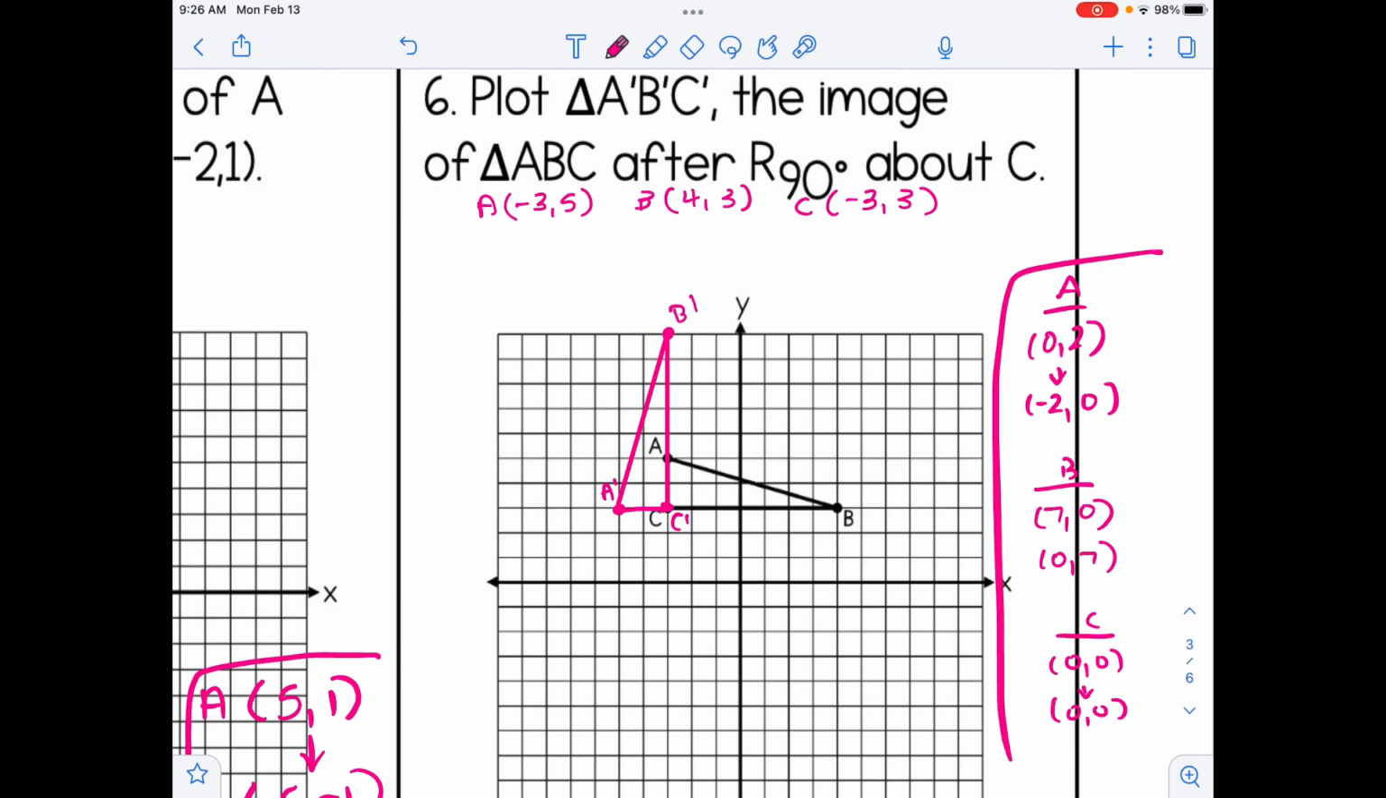And we can see now that triangle ABC has been rotated 90 degrees. Here's our 90-degree rotation, and it's been rotated about point C. That is our fixed point that we are spinning around, and it didn't change coordinates. Hopefully this video helped you understand rotation centered at the origin and rotations not centered at the origin.